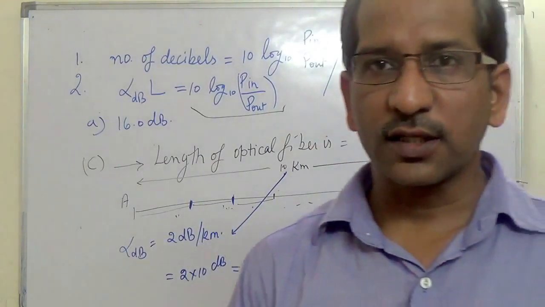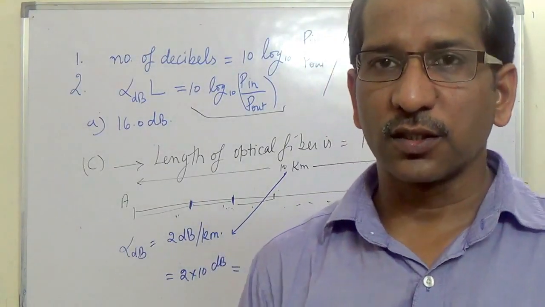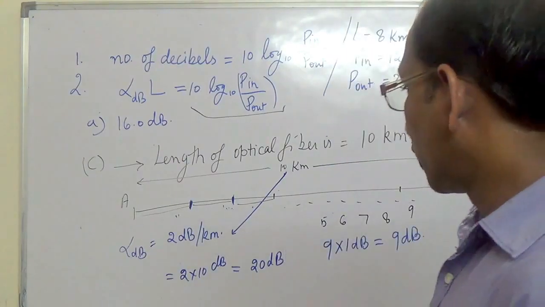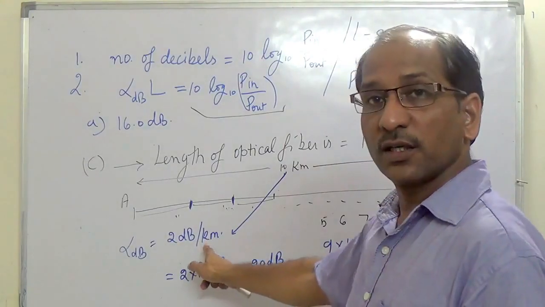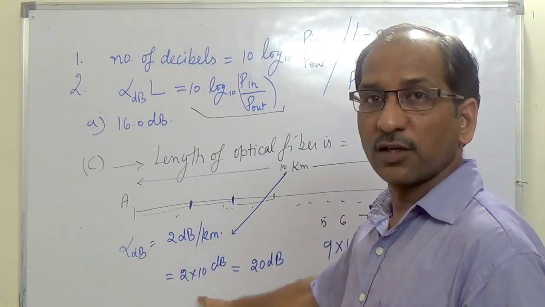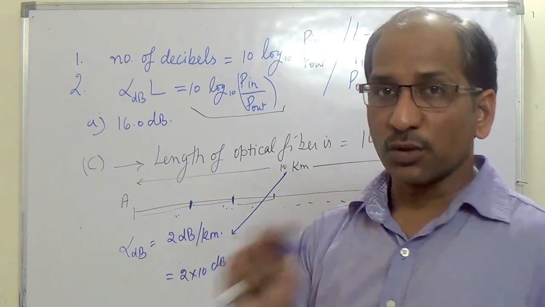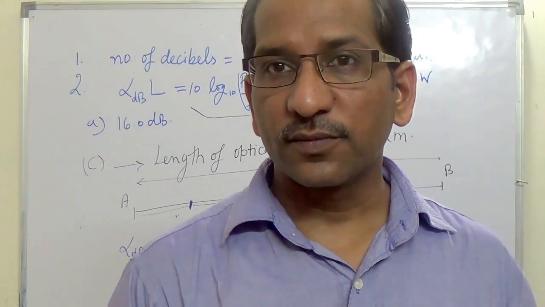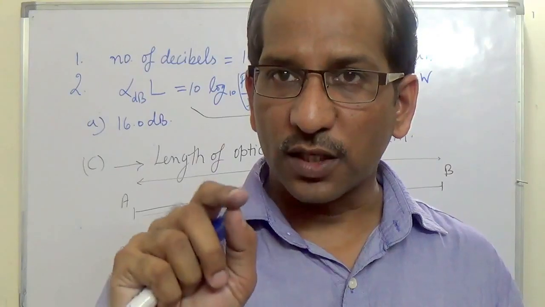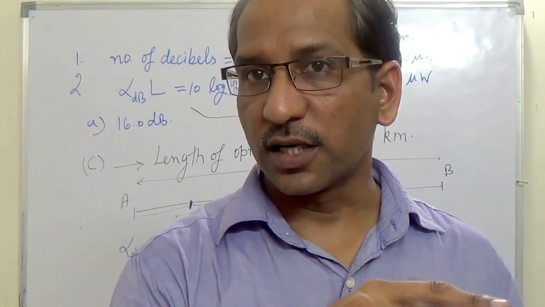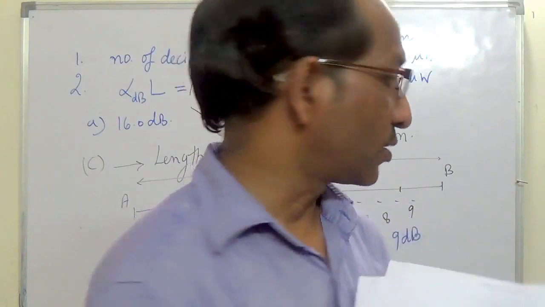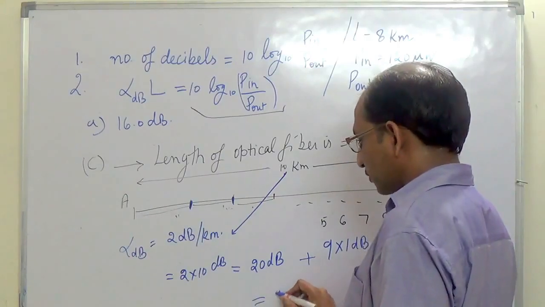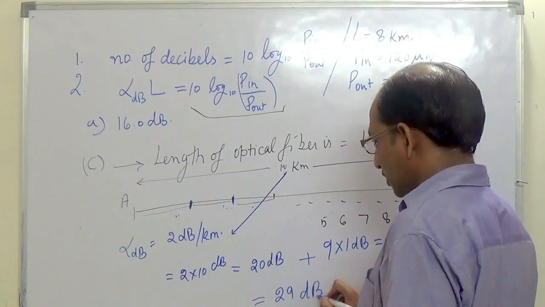So the loss, the attenuation will be the same. Earlier we found that loss is 2 decibel per kilometer. So for the 10 kilometer, the loss in the data will be 20 decibel. In 1 kilometer, loss is 2 decibel, so in 10 kilometer, that will be 20 decibel. So now in the third part, the overall attenuation will be the first 20 decibel plus that 9 decibel. So the answer will be 29 decibels. So the overall attenuation will be 29 decibel.